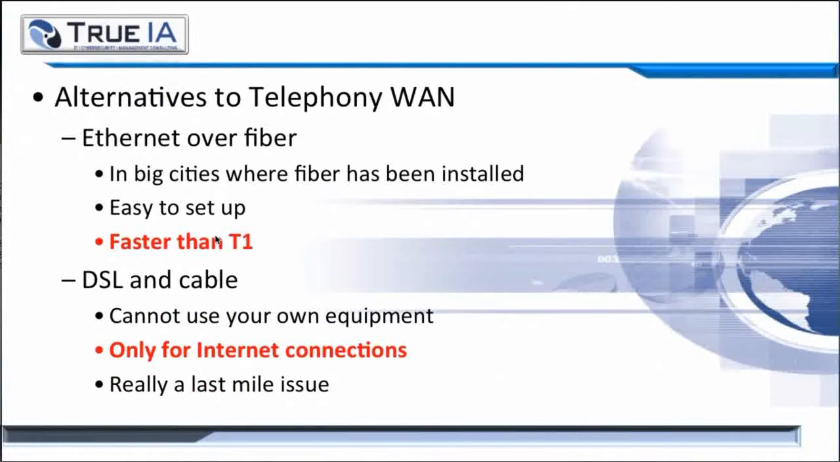So now we've been given alternatives to the classic telephony WAN, starting with Ethernet over fiber. You'll find this in most big cities where fiber has been installed. It's extremely easy to set up and much faster than a T1 line. Also, we have DSL and cable. These are used only for internet connections. However, the downside is you cannot use your own equipment normally, and we have some last mile issues with DSL and cable.